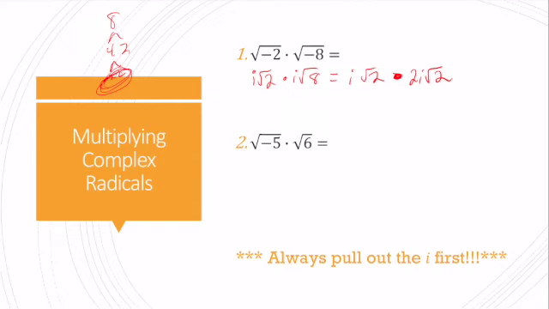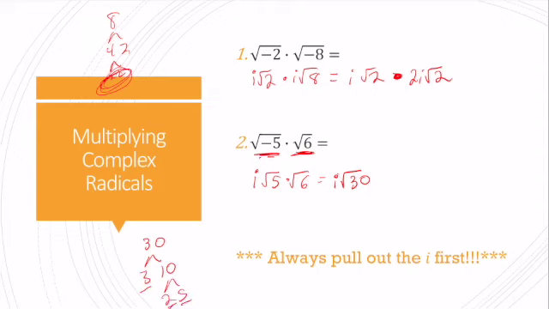Now I have the square root of negative 5 times the square root of 6. So I have an imaginary number times a real number. And then I can do this: i square root of 5 times the square root of 6 equals i square root of 30. 30, although it seems like it should be able to be simplified, is 3 times 10, which is 2 times 5, so there's no factors in common. So my final answer is i square root of 30.